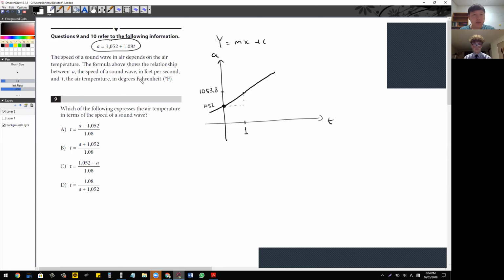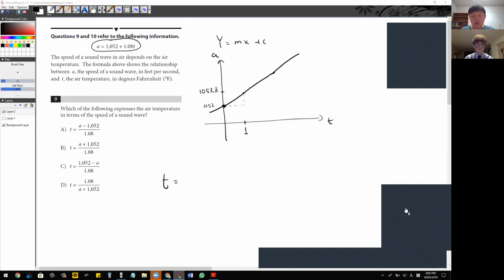Anyway, so the A is the speed of sound, and T is the temperature. So as temperature goes up, the speed of sound increases. That's what this is telling us. And it's a very simple question. If you want to rearrange this equation so that you get T, which one of those is the correct expression? It's a pretty simple one, so you can try that.